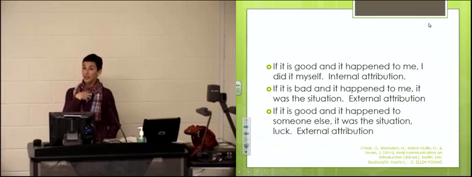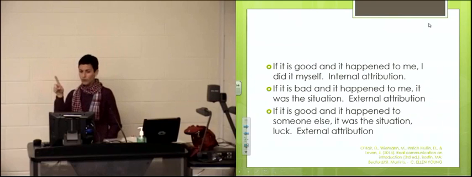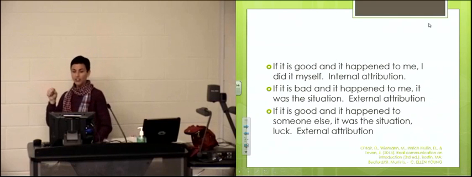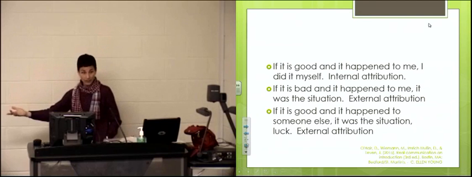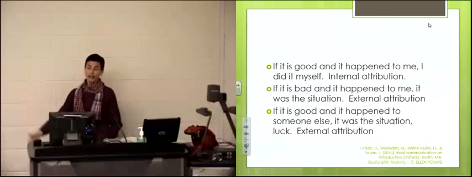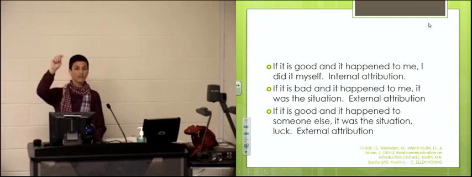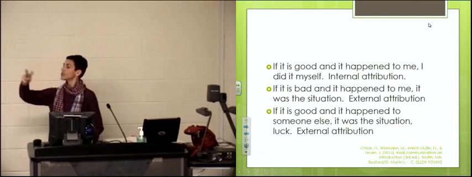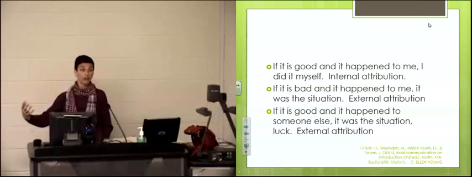If it's good, it happened to me. It was my fault. I studied really hard for the test. That's why I got a good grade. If it was bad and it happened to me, it was because the teacher wrote a really hard test. So flipping that around, if it's good and it happened to somebody else, it was because of the situation and good luck. Whereas if it was bad and it happened to them, then it was their own fault. And we tend to do that. That's the fundamental attribution error and something to be aware of.